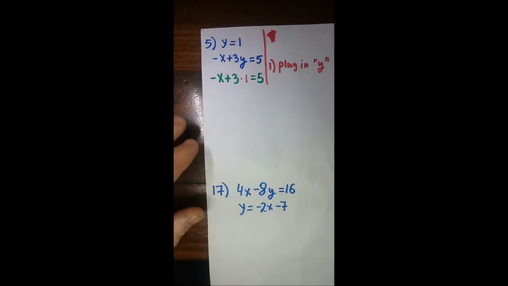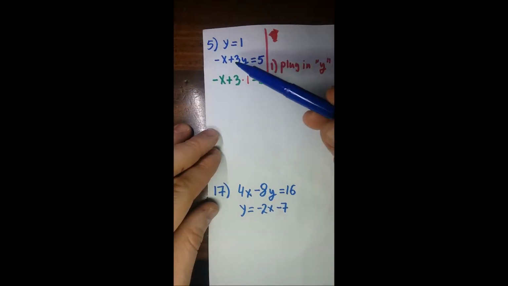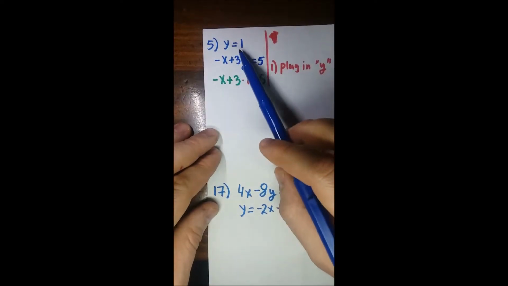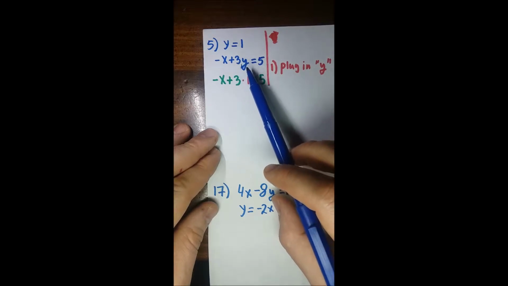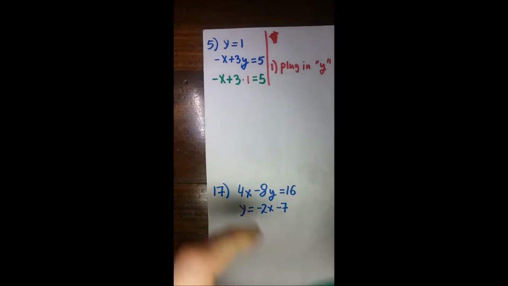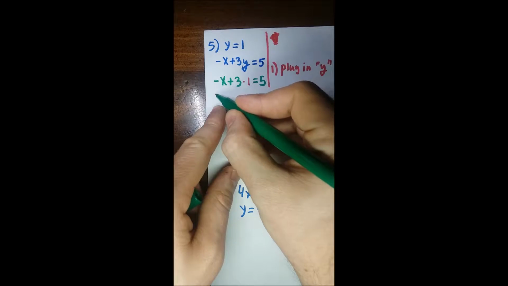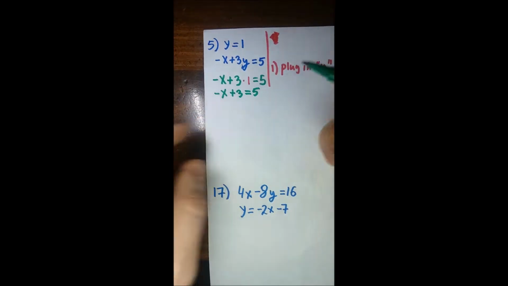Question number 5, example number 5. You get a system of equations, y equals 1 and minus x plus 3y equals 5. So step 1 here is you need to plug in y, because y is already given to you. Y equals 1. So instead of y, we're going to put 1. So you're looking at minus x plus 3 times 1 equals 5. Then, simply put, it's minus x plus 3 equals 5.